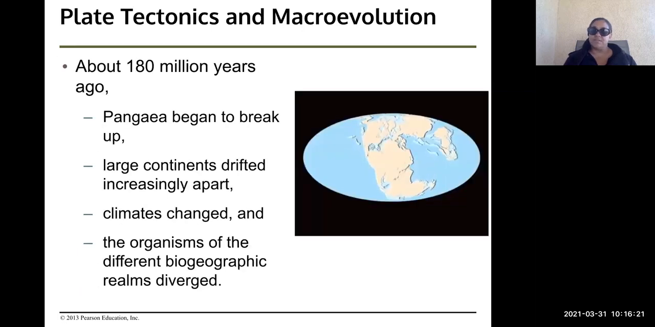About 180 million years ago, Pangaea began to break up. Large continents drifted increasingly apart, climates changed, and the organisms of different biogeographic realms diverged. Now, all of a sudden, organisms had access to water again. So a lot of water creatures could crawl up onto the earth.